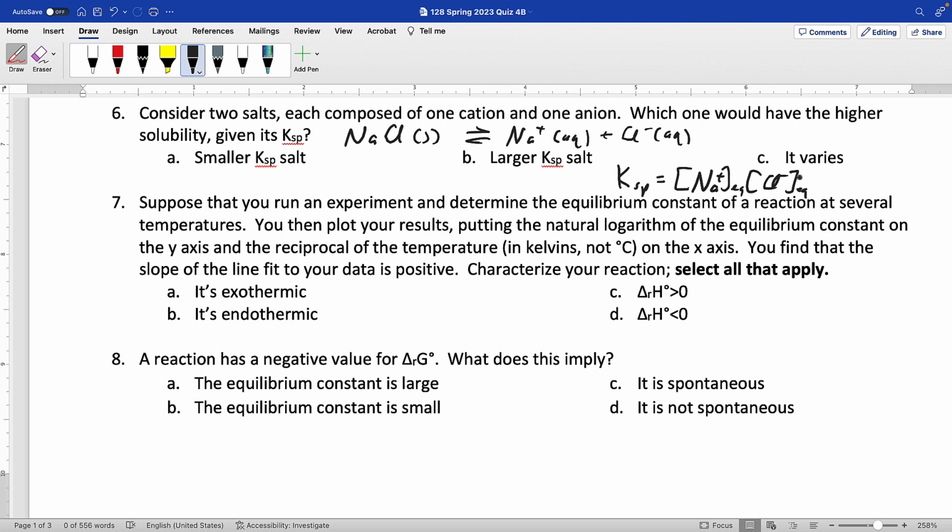The higher the concentration of dissolved salts, the higher the Ksp. Well, the higher concentration of dissolved salts means it's more soluble. So higher solubility equals higher Ksp. So the higher solubility is the larger Ksp salt.